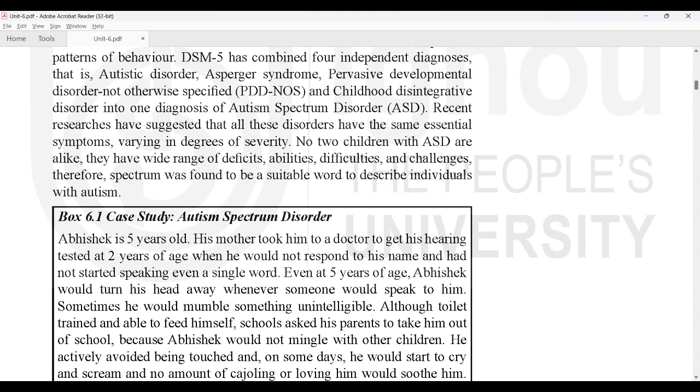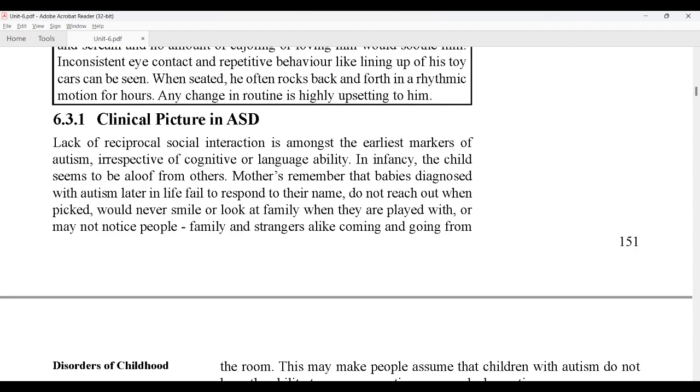Although toilet-trained and able to feed himself, schools asked his parents to take him out of school, because Abhishek would not mingle with other children. He actively avoided being touched and, on some days, he would start to cry and scream and no amount of cajoling or loving him would soothe him. Inconsistent eye contact and repetitive behavior like lining up of his toy cars can be seen. When seated, he often rocks back and forth in a rhythmic motion for hours. Any change in routine is highly upsetting to him.